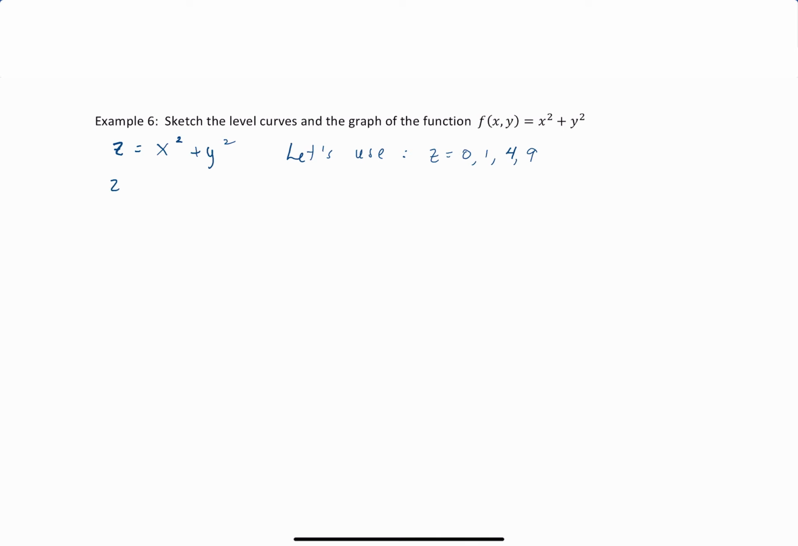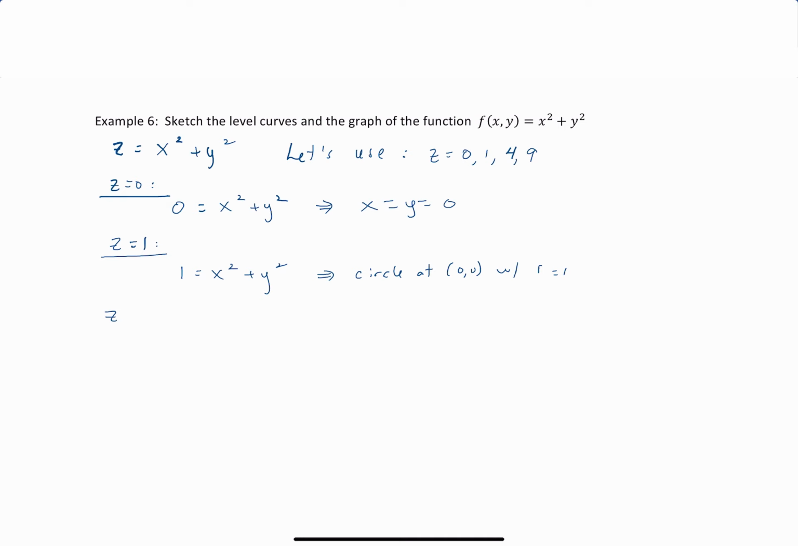So anyway, when z equals 0, putting in a 0 for z, we have 0 equals x squared plus y squared. That tells us that x and y are both 0 for reasons that I explained in the last video. What about when z equals 1? Then we have 1 equals x squared plus y squared. So that is a circle centered at the origin with radius 1.